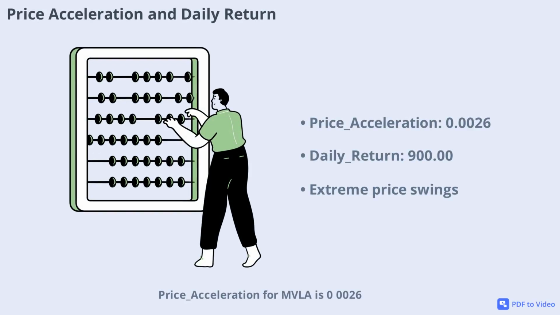Price acceleration for MVLA is 0.0026, and the daily return is a staggering 900. These figures highlight the extreme price movements that can occur in low-priced OTC stocks. Such rapid changes can create both opportunities and risks, making it essential for traders to stay alert and adapt quickly to new market conditions.